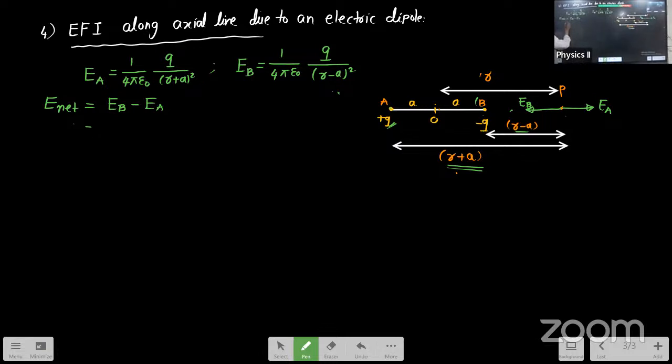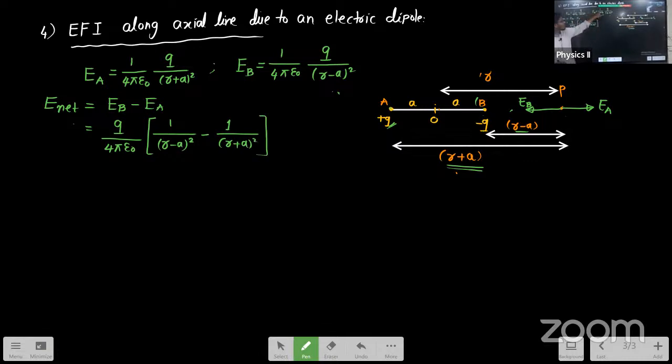Let us substitute the values. What is the value of EB? Here 1 by 4 pi epsilon naught Q. Here 1 by 4 pi epsilon naught Q. I can take all these things common outside. So what will this become? Q divided by 4 pi epsilon naught. And what will be left? We will be left with 1 by (R minus A) whole square minus 1 by (R plus A) whole square. I hope you are getting this.